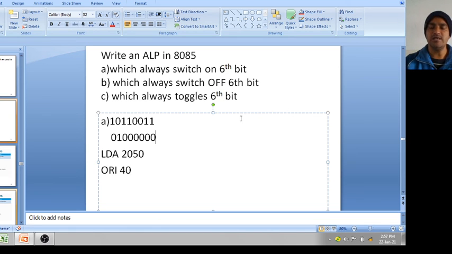Is this part clear or not? If it is not clear, you can ask in the doubt session. Okay, next, a program which always switches off the 6th bit. Now you have to switch off. If here is 0, then no problem, it should be 0. If here is 1, you have to make it 0. So what will you do? You know the AND operation. Now you know, if both bits are high, the output will be 1, otherwise 0.